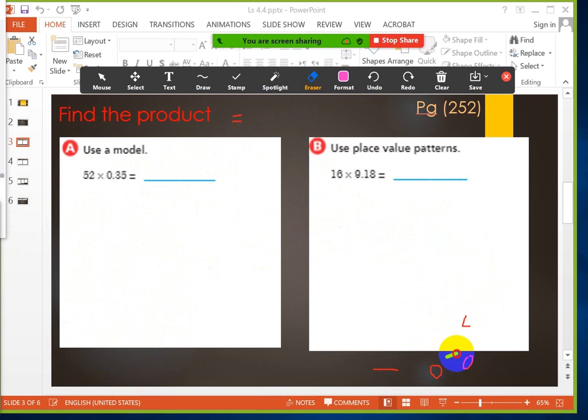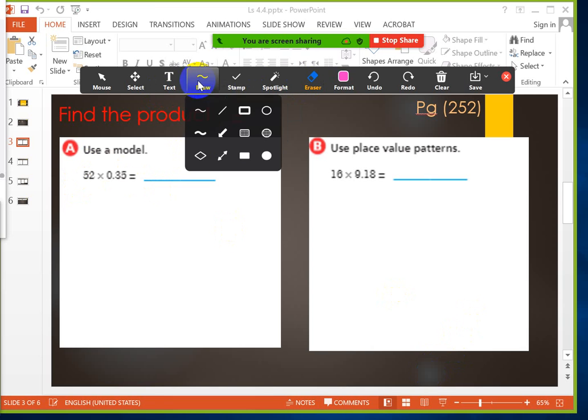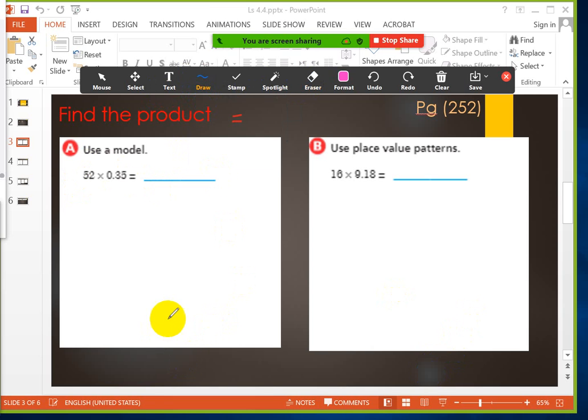So in expanded form, if I want to multiply 52 with 0.35, first thing, my issue here is the decimal point. Okay, girls, I will do this one. I will do the first one for you, then I will ask someone of you to help me to solve. So how will I write the expanded form for this decimal?